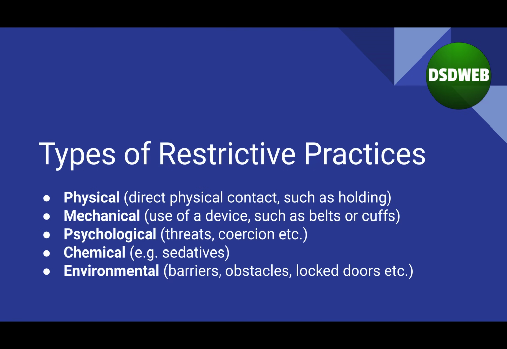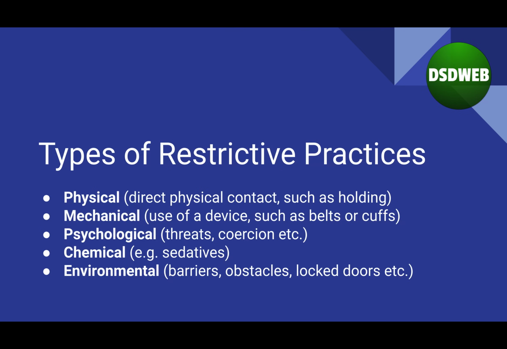This slide shows a list of some of the types of restrictive practices. Physical restraint is when physical contact is used to reduce an individual's mobility. For example, if you hold an individual that is experiencing hallucinations to stop them from running into a busy road, this is an example of physical restraint.